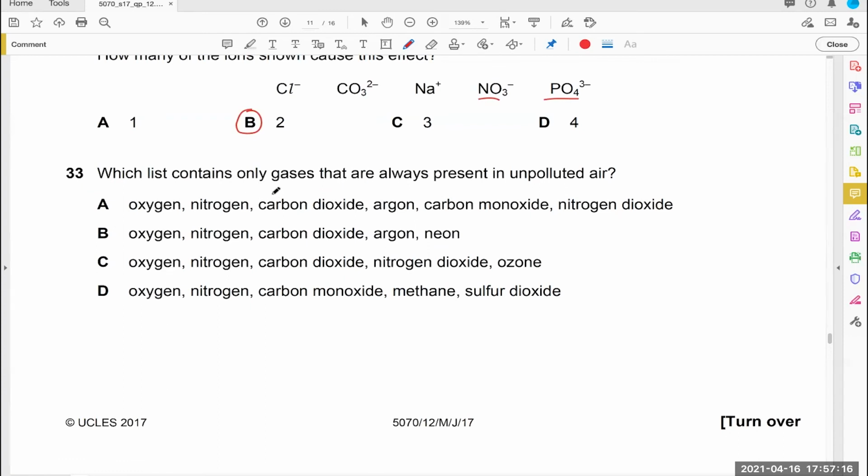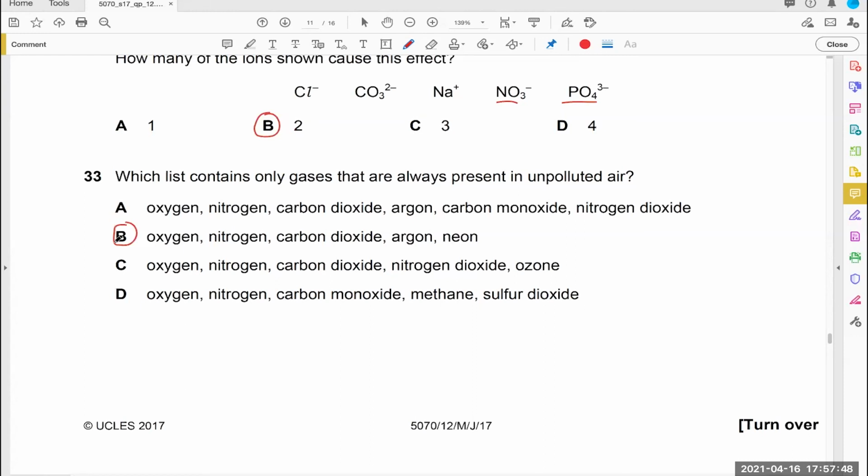Which list contains only gases that are always present in unpolluted air? Basically the gases that are in pure air. Actually we shouldn't say pure air, we should say unpolluted air. So there is oxygen, nitrogen, carbon dioxide, argon, neon, yes. Carbon monoxide is not there, nitrogen dioxide is not there. They are both results of pollution. Ozone is there because ozone is natural, but nitrogen dioxide is not. So we can't take that option either. So that leaves us with B as the most sound option for all these things.